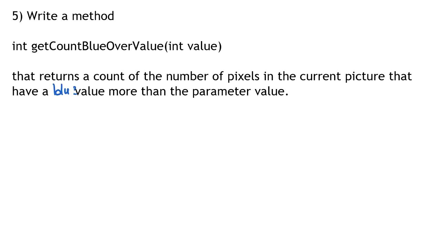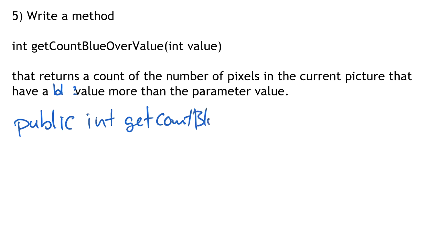So obviously this is going to need a nested for loop to traverse all the values, and I think we could use a for each loop, or we could use our other for loops. It doesn't have to be the enhanced one. But let's go ahead and write our method header. I'm going to make this a public method, and it returns an int, and it's called getCountBlueOverValue, and it will be passed a particular int value.